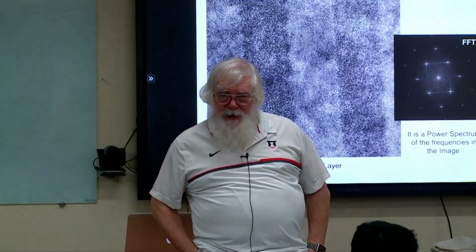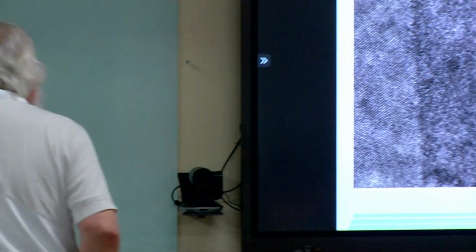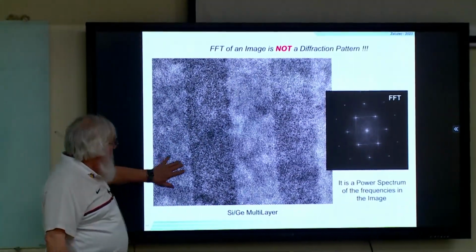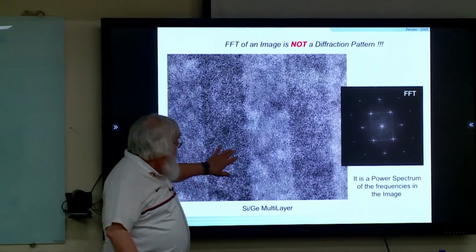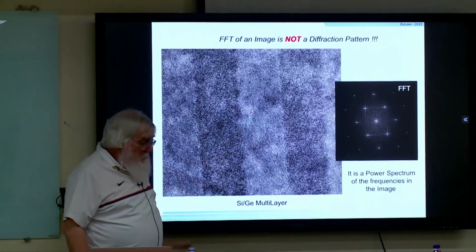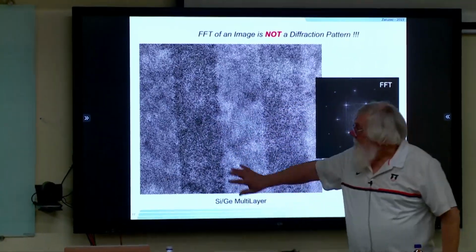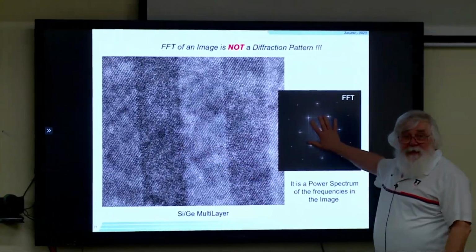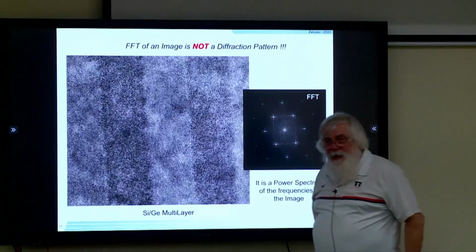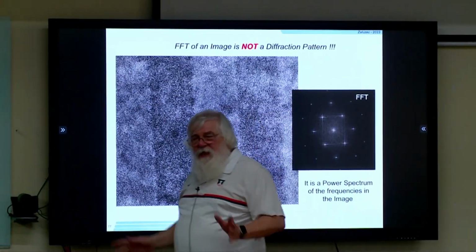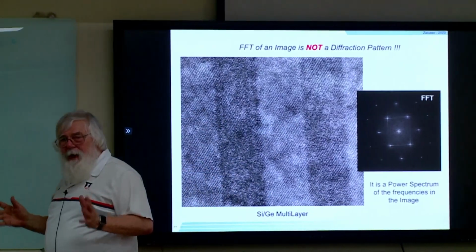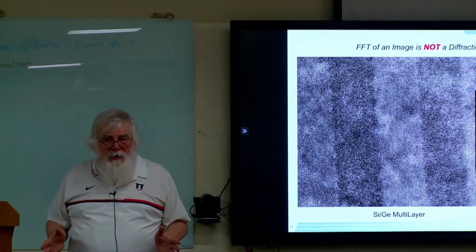The thing that gets me annoyed is a person will go up to an electron microscope and take a high resolution image. Okay, here's a high resolution image. We can see a periodic image here. Very great. Then they will take a Fourier transform of that image and put this up and say, there's my diffraction pattern. A Fourier transform is not a diffraction pattern. Very important to remember that.